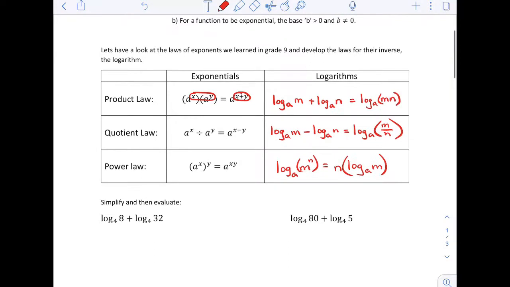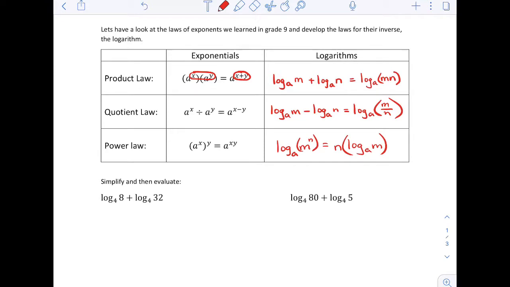But let's go through these. One of the rules to keep in mind is they have to have the same base. Just like they did in grade 9, grade 10, or grade 12, they have to have the same base. Doesn't matter what grade, they have to have the same base.